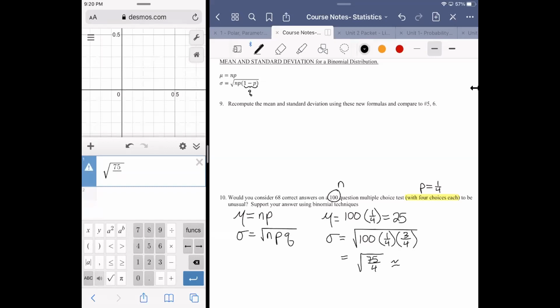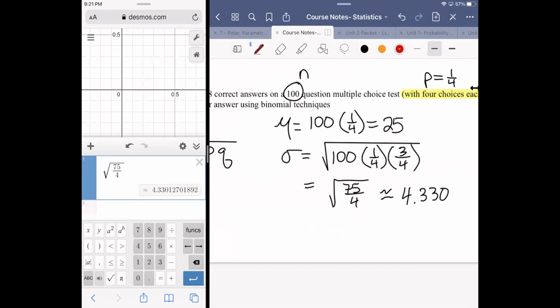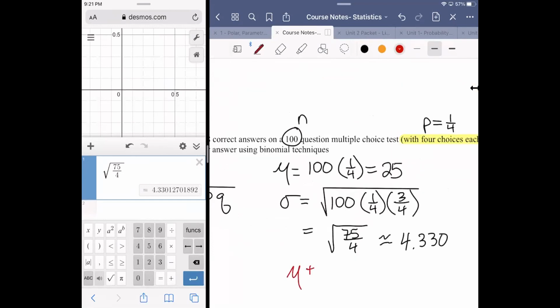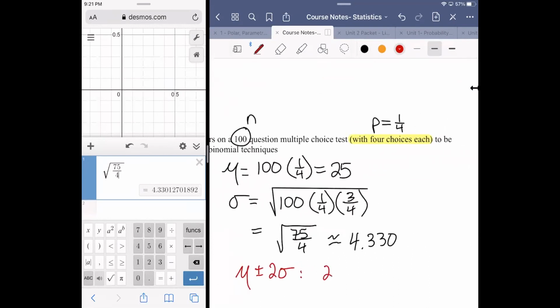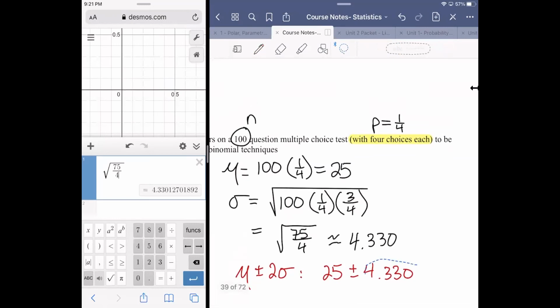So we're talking about 4.330-ish. And we want to know, is 68 going to be unusual? Now that I have a mean and standard deviation to work off, I can say mu plus or minus 2 sigma, so that's 25 plus or minus 4.330 times 2. Sorry, I hadn't made a mistake in a while, so I felt like it was necessary to screw something up.